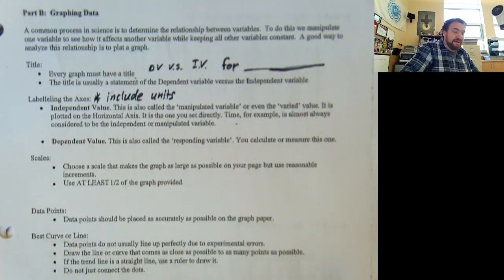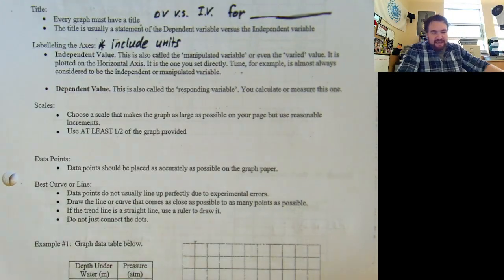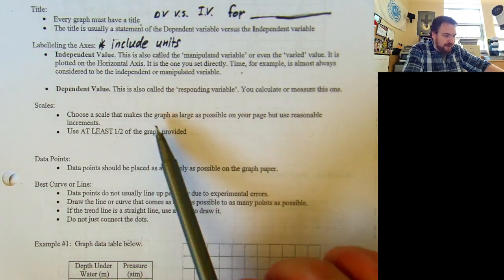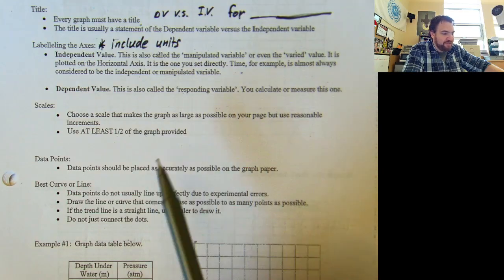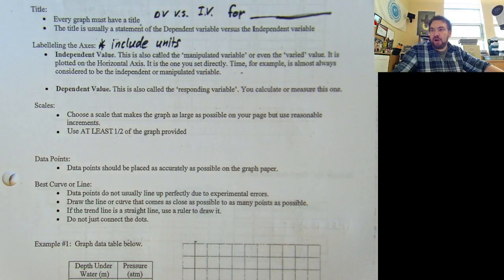So independent variable, dependent variable, scaling. Scaling is a big one. You need to choose a scale that makes the graph as large as possible on your page, but use reasonable increments. Let's talk about what reasonable increments are.